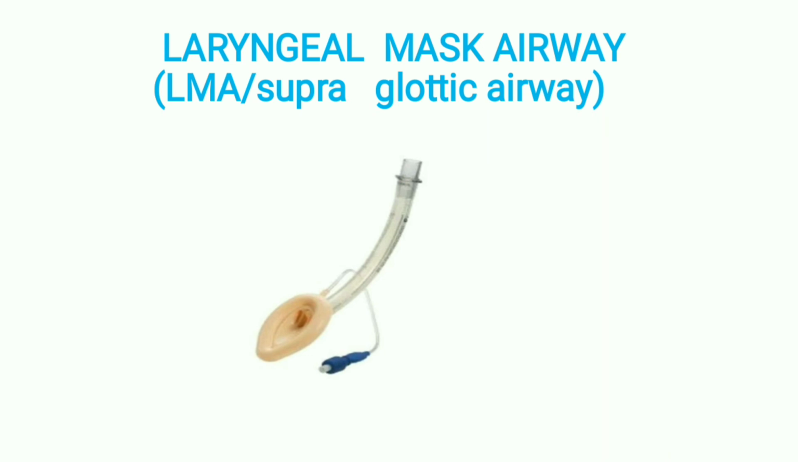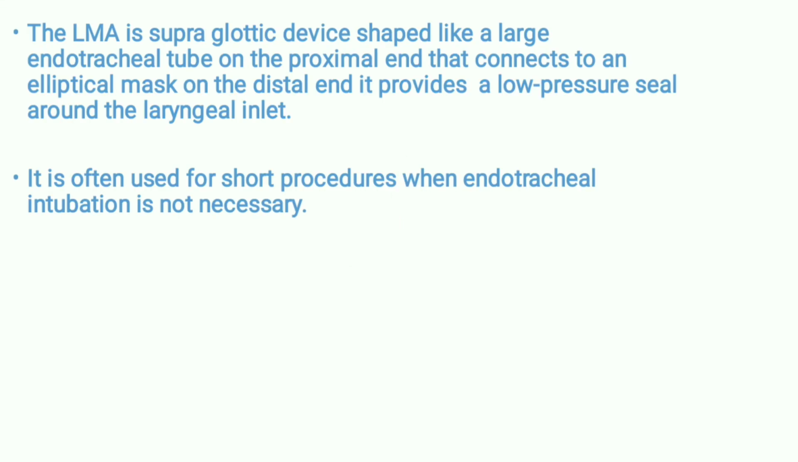We can see the image once more. LMA is a supraglottic device shaped like an endotracheal tube having two ends. In the proximal end it is like an endotracheal tube, and in the distal end an elliptical mask is there, and it provides a low pressure seal around the laryngeal inlet. It is used for short procedures when endotracheal intubation is not necessary. We can see the next image.